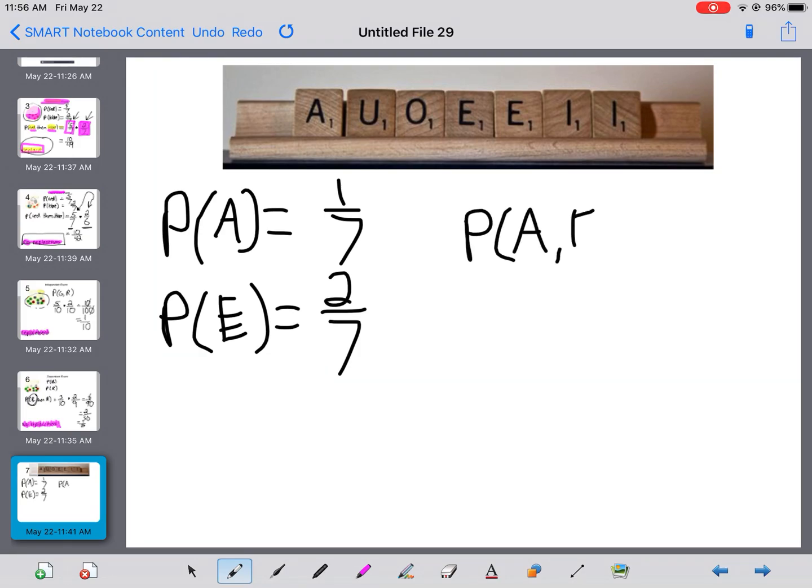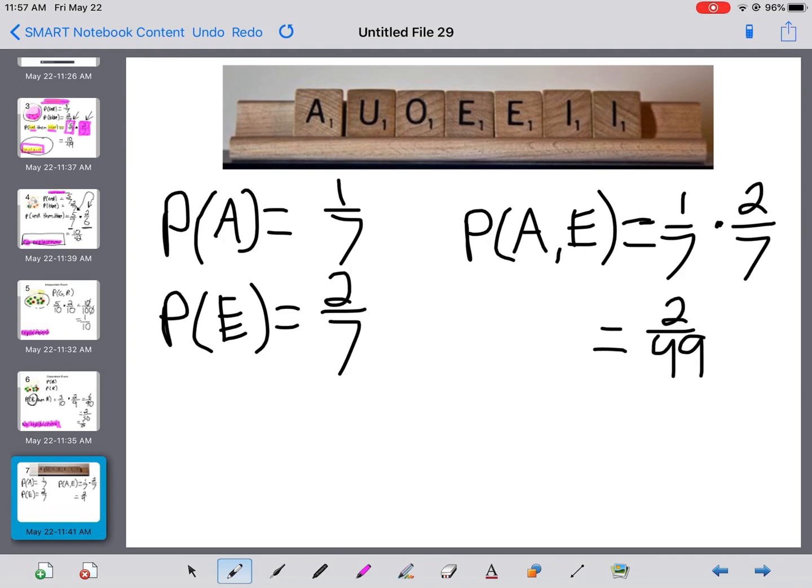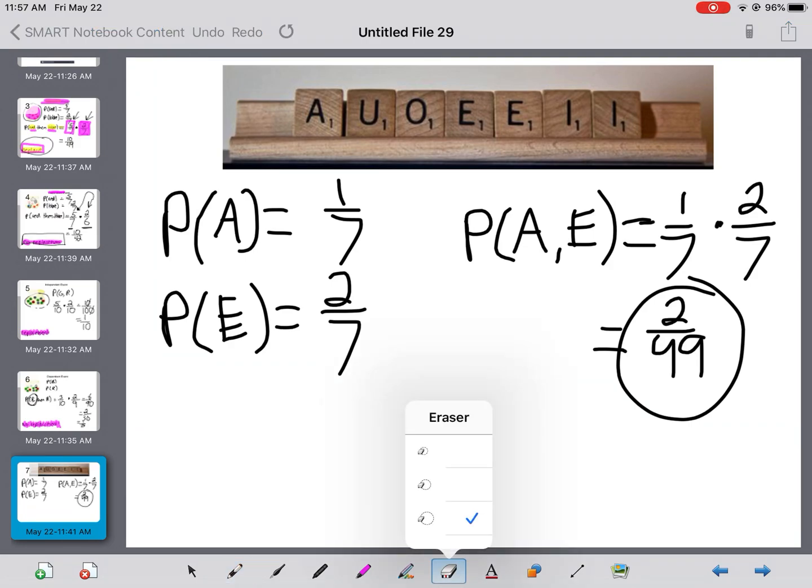Okay. Now, what's the probability that I get an A and then an E where I replace the letters? Well, I would do 1 out of 7, which is the probability of A. I replaced it, so all the letters are back in there, times 2 out of 7. So I would get 2 out of 49. So you can see there's actually a pretty low chance of things happening one after another, because when you pick up a letter, first there's a small chance that it's an A, then you put it back in, then there's an even smaller chance that you get an E after that. So it is a very low probability of that happening.